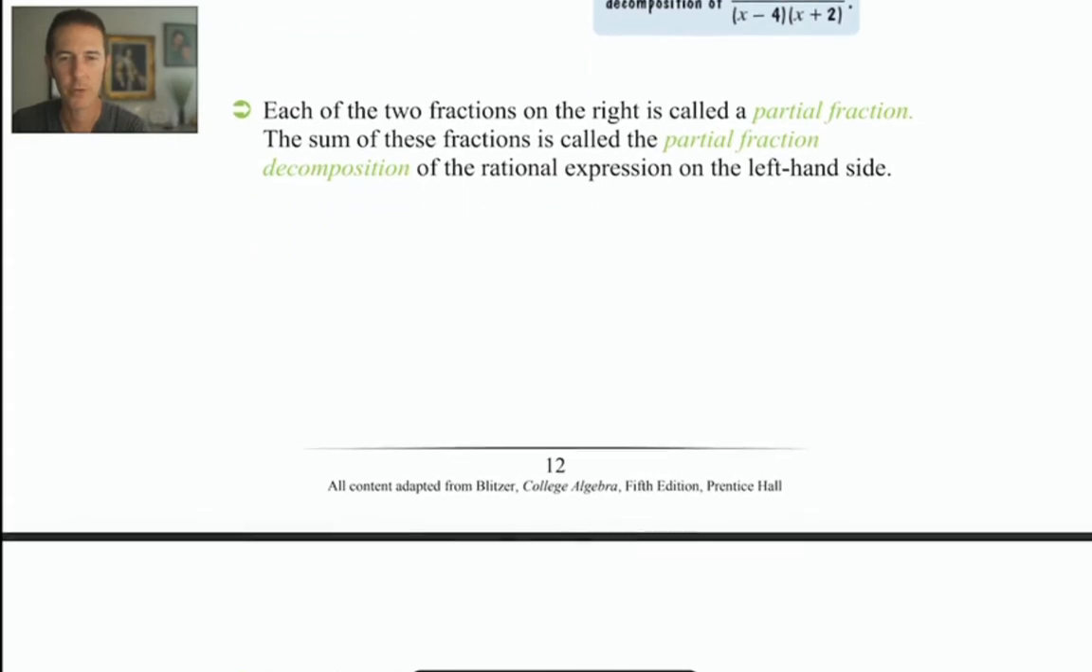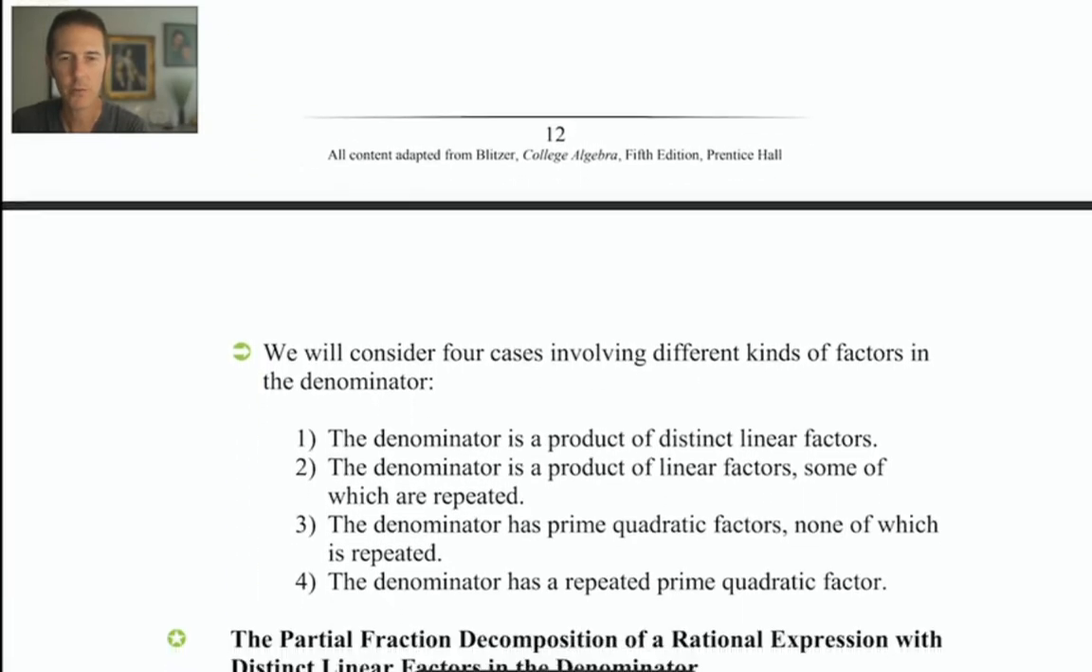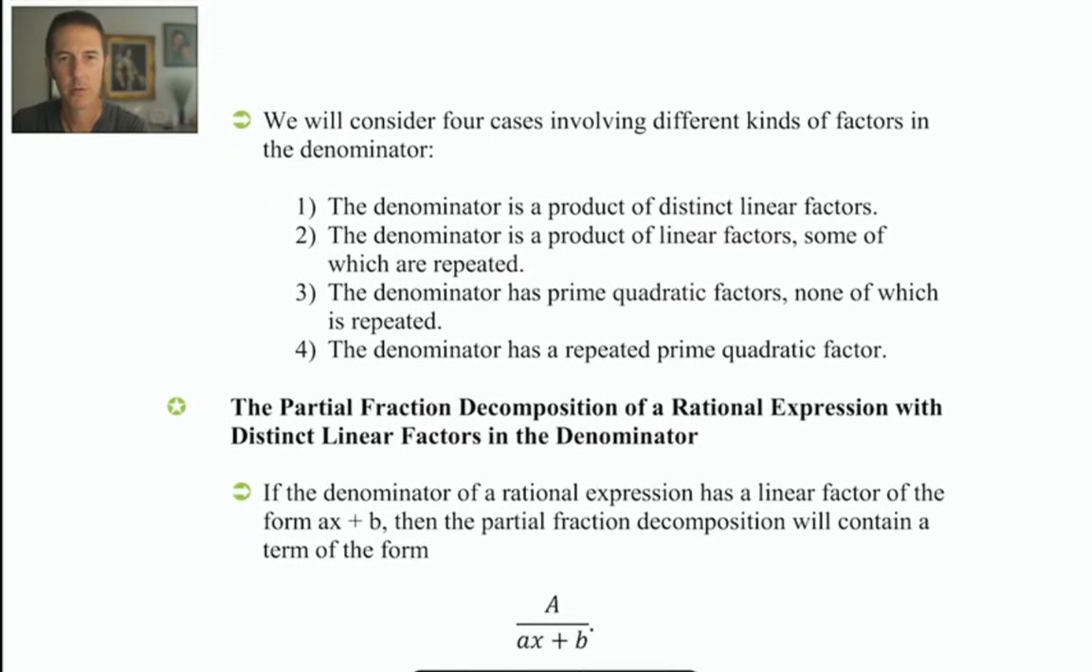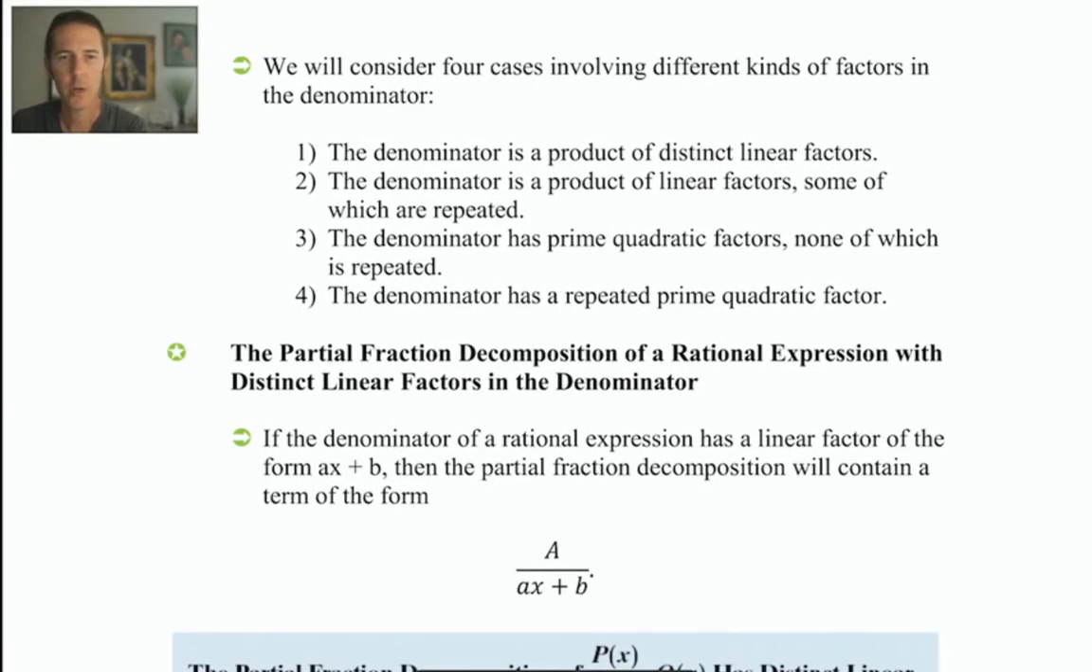What you're seeing in these 4 bullets, or in this enumerated list, is 4 different cases that we're going to be looking at. Your denominator could be a product of distinct linear factors, some of which are repeated. You could have a prime quadratic factor, and a prime quadratic factor is one that looks like ax squared plus bx plus c, where it cannot be factored into maybe the product of binomials. And then the 4th one is where you have a repeated prime quadratic factor.